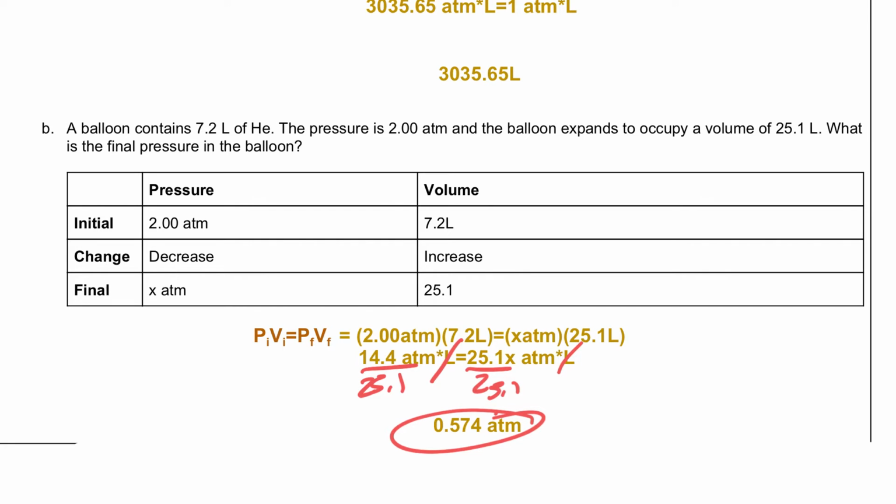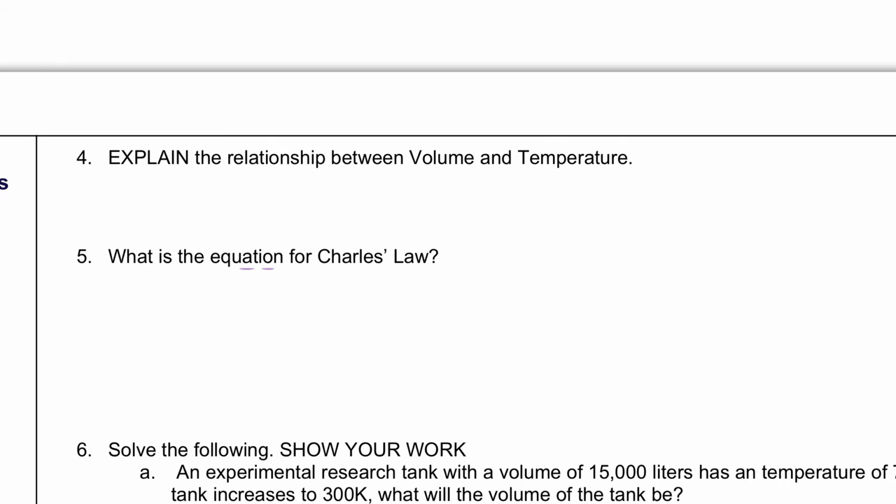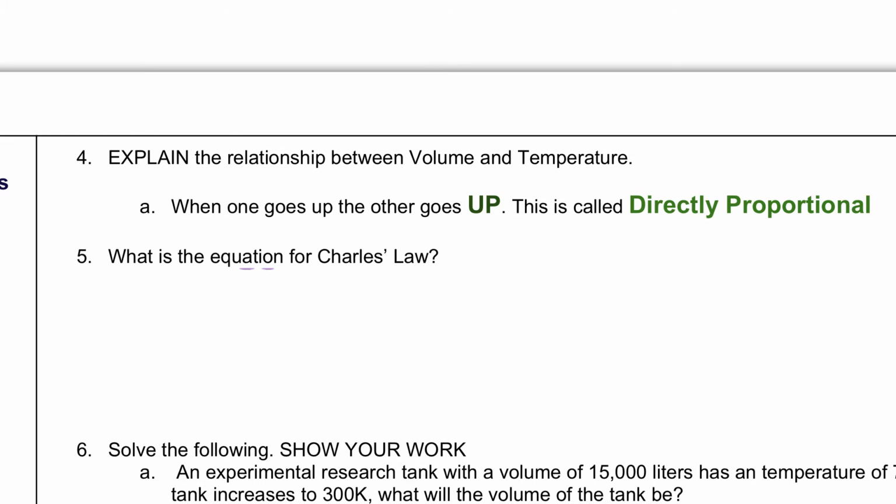0.574 ATM. This next part discusses Charles' law and explain the relationship between volume and temperature. When one goes up, the other goes up. This is called directly proportional.